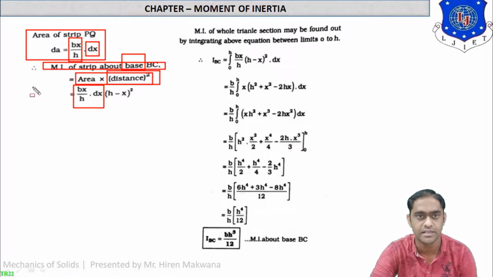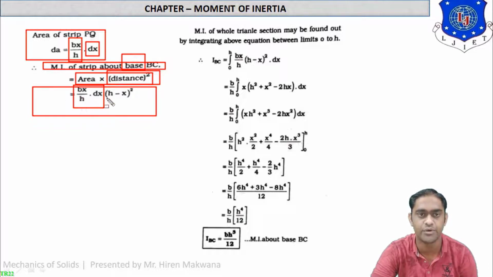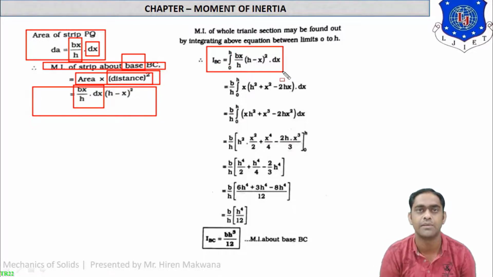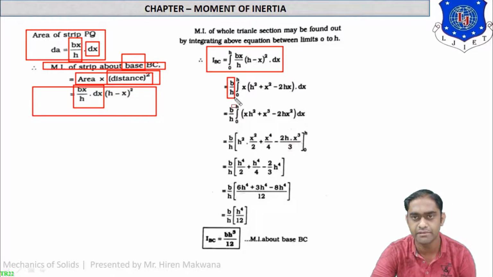Square as it is. So this is the final moment of inertia, b by h into dx into h minus x whole square. Now we have to integrate it with a limit of 0 to h. So x is the variable, and b by h will be constant. Then what remains inside? x and h minus x whole square.